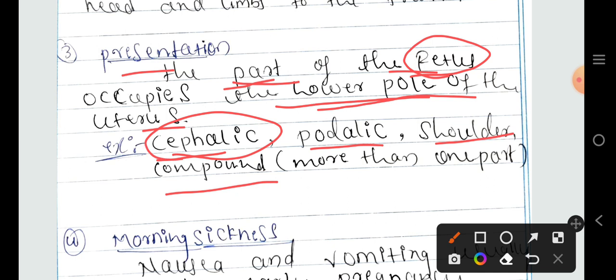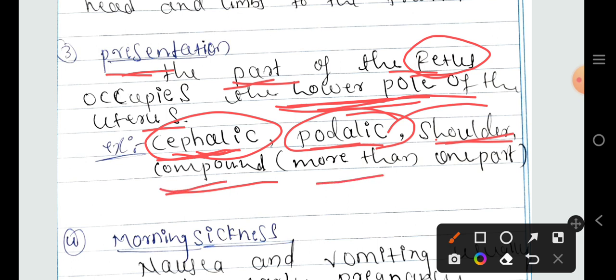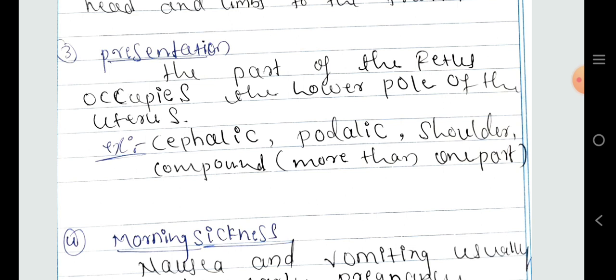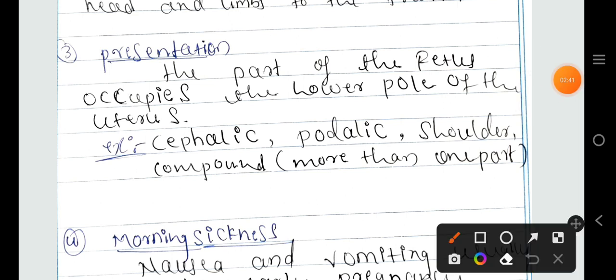Cephalic means the head. If the fetus head is present in the lower pole, it's called a cephalic presentation. Podalic means if the fetus buttocks are present in the lower pole of the uterus, then it's called a podalic presentation. If the shoulder is present in the lower pole of the uterus, then it's called a shoulder presentation. Compound means more than one part is present in the lower pole of the uterus, then it's called a compound presentation. So this is the meaning of presentation: the fetus part which occupies the lower pole of the uterus is called a presentation.